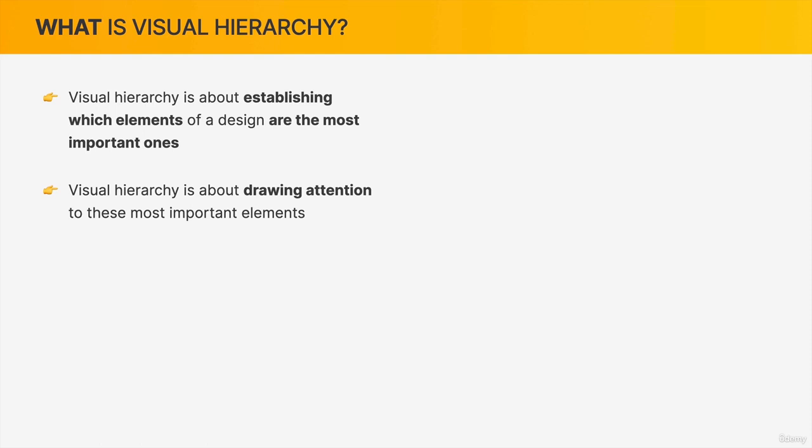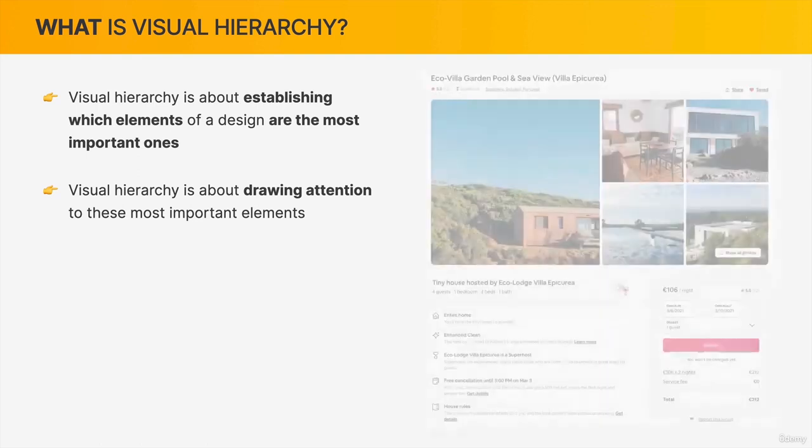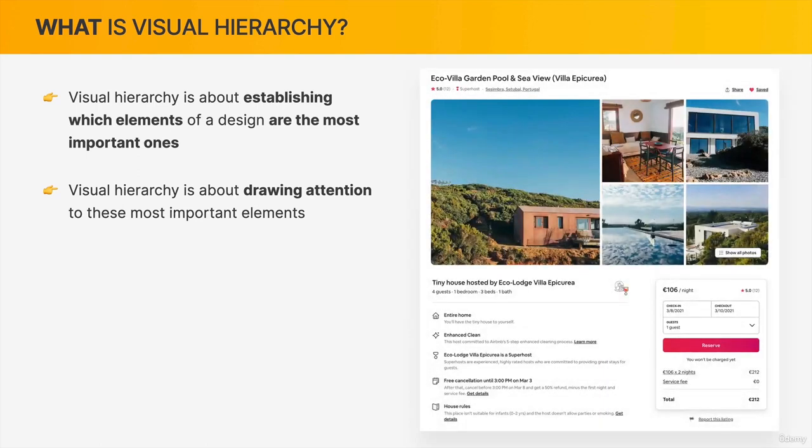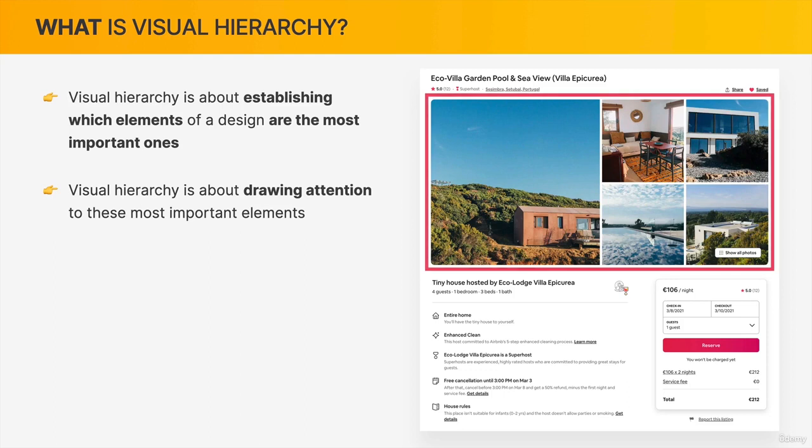So oftentimes an interface looks way more pleasing simply because the visual hierarchy is very well thought out and conveyed to the user. But before moving on, let's quickly look at an example here. Now, even without having learned anything about visual hierarchy, we can kind of intuitively see that the photos at the top and the booking box draw the most attention on this page, right? And so, again, establishing visual hierarchy is basically giving more prominence to these more important elements.